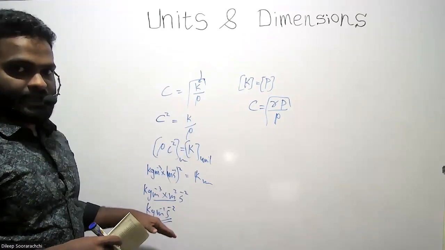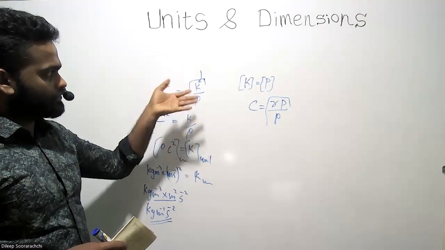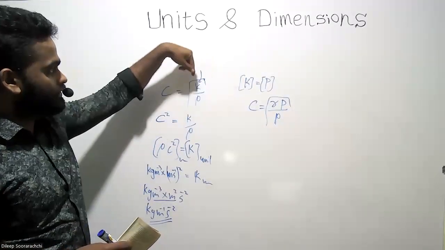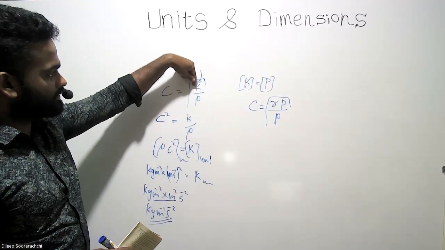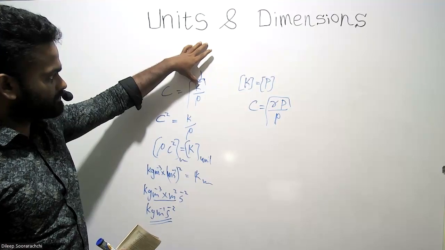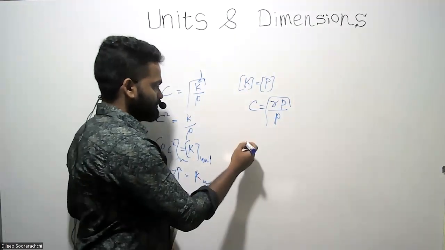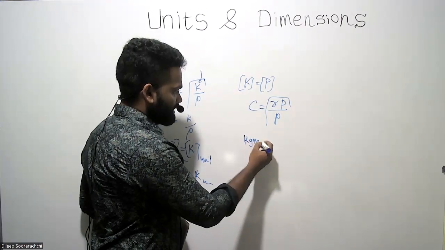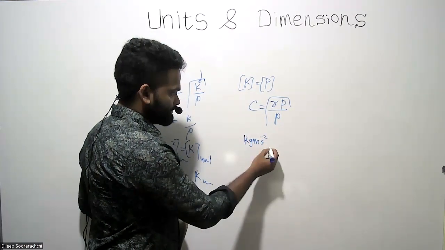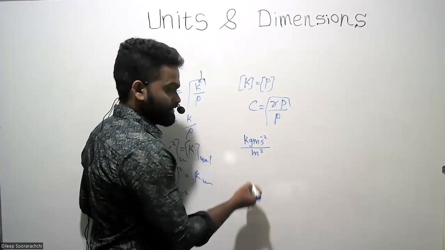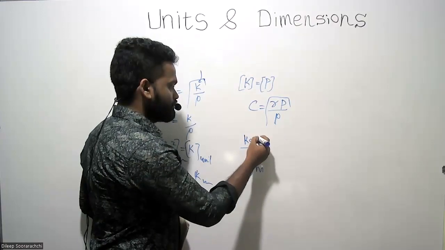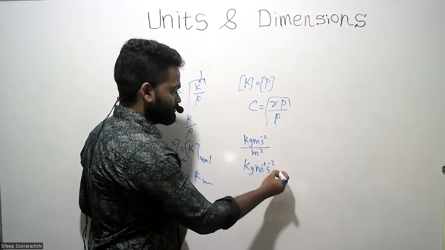Without doing this calculation, if you are familiar with these equations, you can know that this is pressure. So pressure means force divided by area. So this is force divided by area. If you simplify this, it becomes minus 2 plus 1 minus 1, which is minus 2.